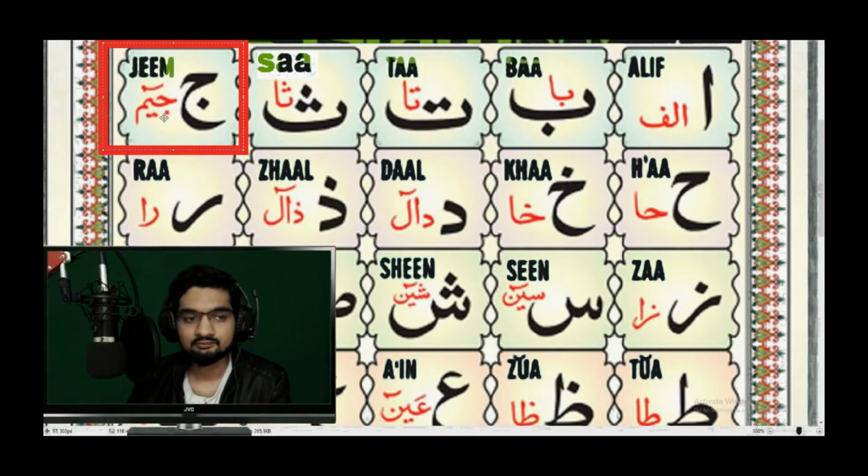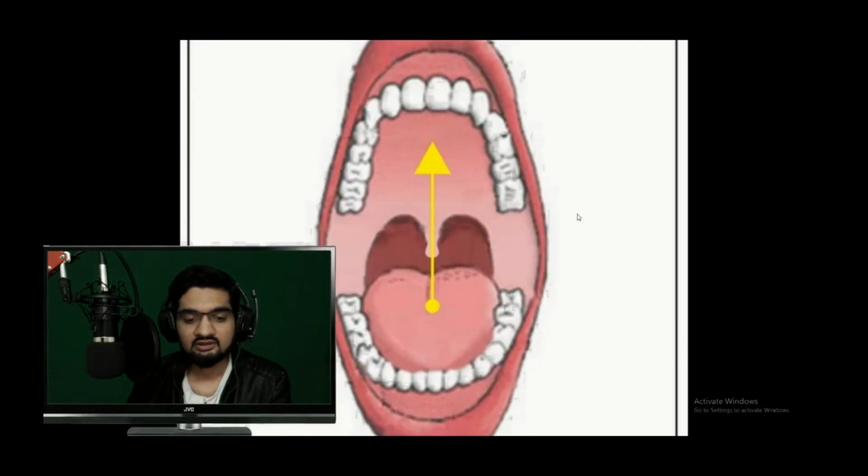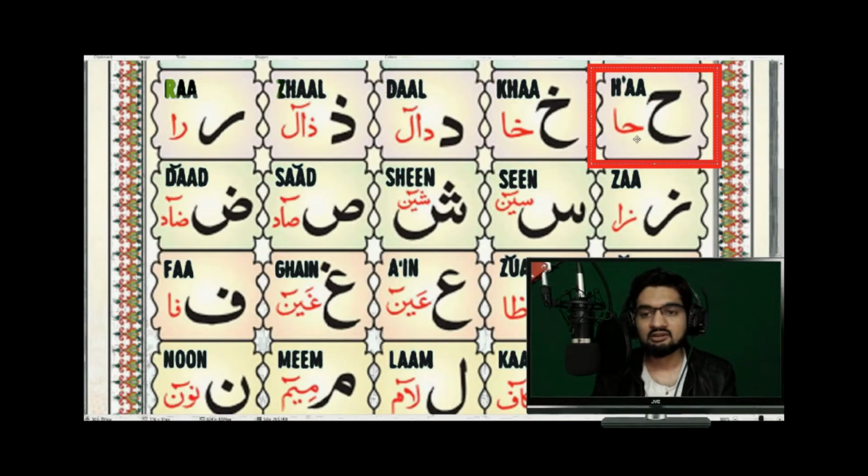Jeem. As you can see here, when the middle part of our tongue touches the roof of our mouth, that is how the sound of Jeem is originated. Jeem. The next Arabic alphabet is Ha.